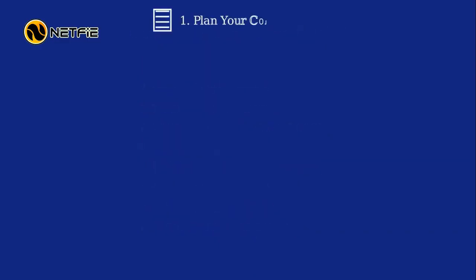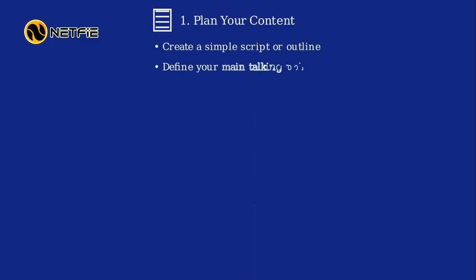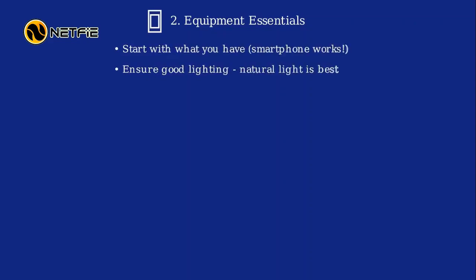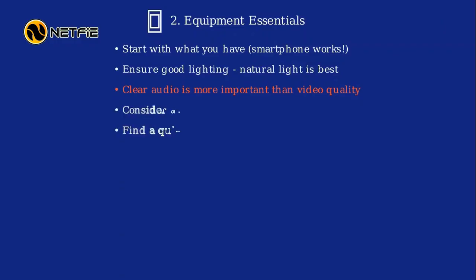Before filming your first YouTube video, it's essential to plan your content. Start by creating a simple script or outline to help you stay focused on your key points. You don't need expensive equipment to start creating YouTube videos. A smartphone with good lighting can work perfectly well for your first videos. Remember that clear audio is often more important than perfect video quality. Using a simple tripod and finding a quiet location will significantly improve your results.